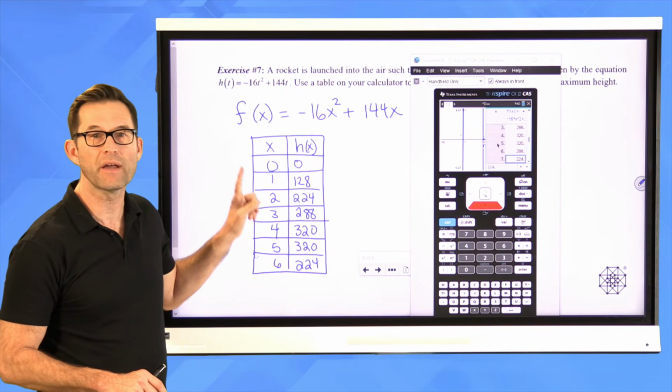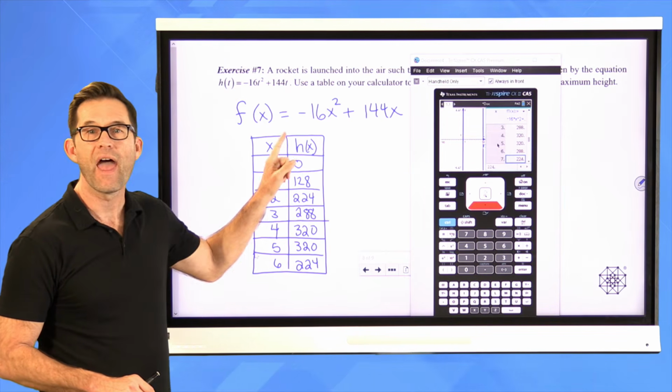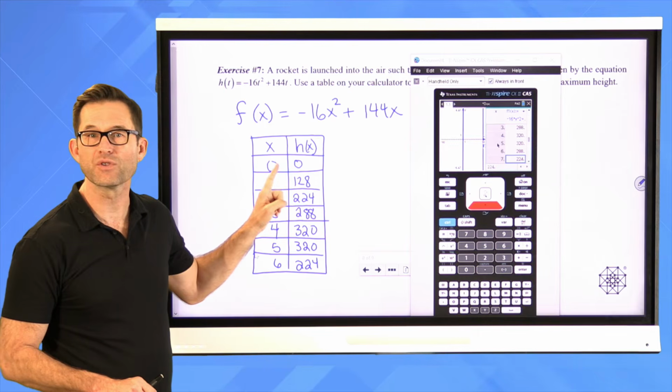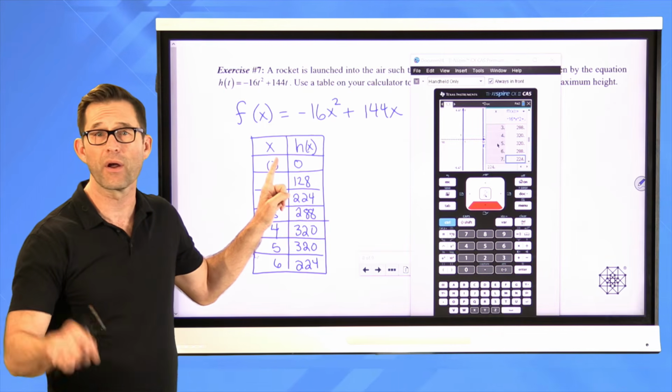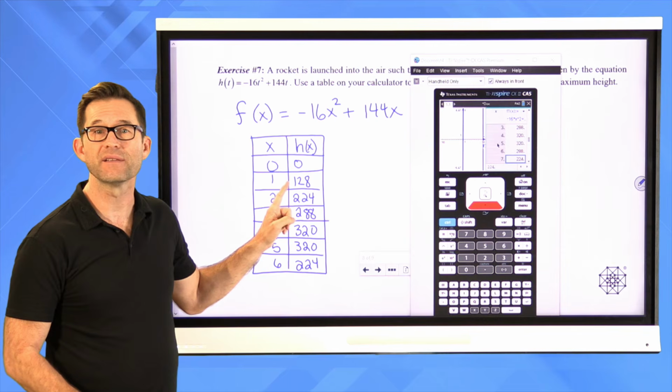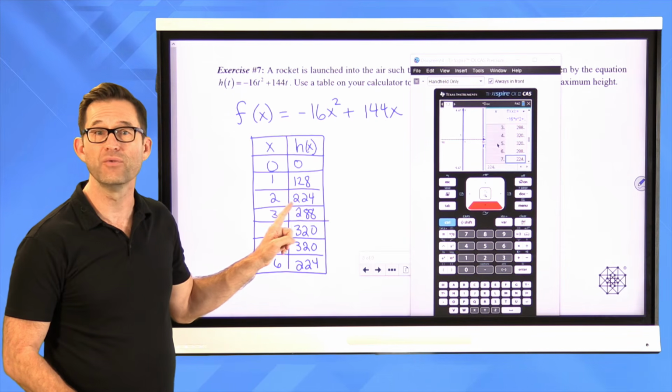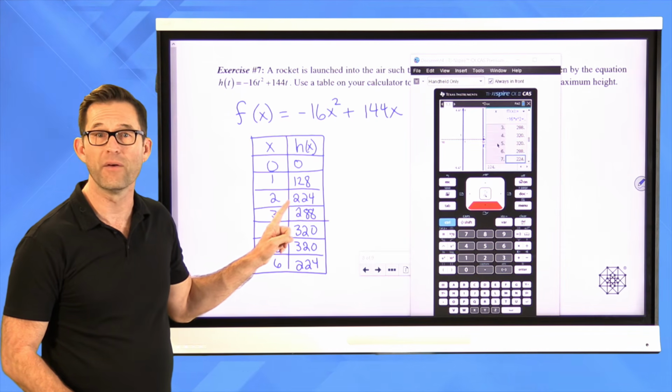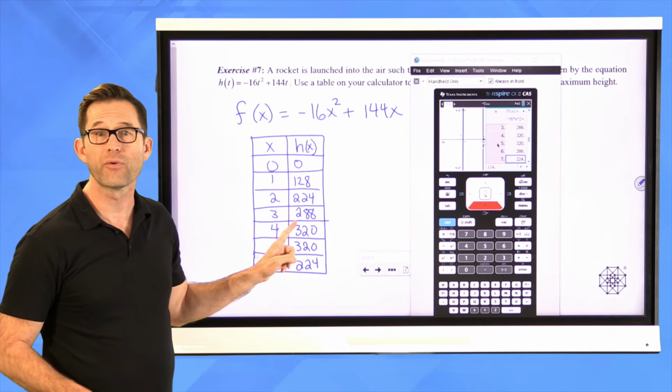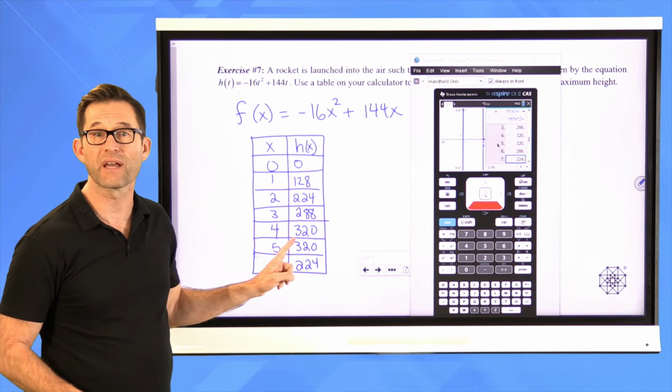Remember, x is my time, and h is the height of my rocket. So first we're at a height of 0, makes sense, we're shooting the rocket off from the ground. After 1 second, it's 128 feet in the air. After 2 seconds, it's 224 feet above the ground. At 3 seconds, it's 288. At 4 seconds, it's 320.